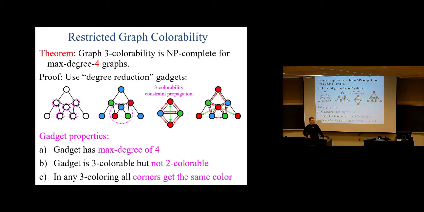It's a proof. It's a lemma, really. Lemmas are just short theorems, as opposed to bigger theorems. Okay, so this proves the third property. In any three coloring, all corners get the same color, red, red, and red.